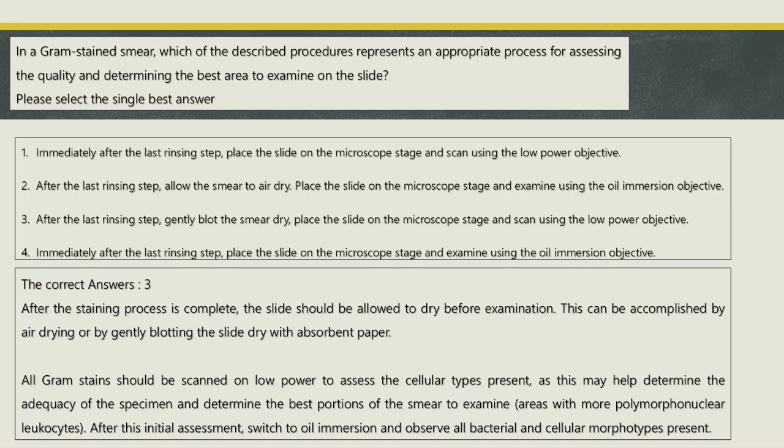The correct answer: 3. After the staining process is complete, the slide should be allowed to dry before examination. This can be accomplished by air drying or by gently blotting the slide dry with absorbent paper. All gram stains should be scanned on low power to assess the cellular types present, as this may help determine the adequacy of the specimen and determine the best portions of the smear to examine, areas with more polymorphonuclear leukocytes. After this initial assessment, switch to oil immersion and observe all bacterial and cellular morphotypes present.